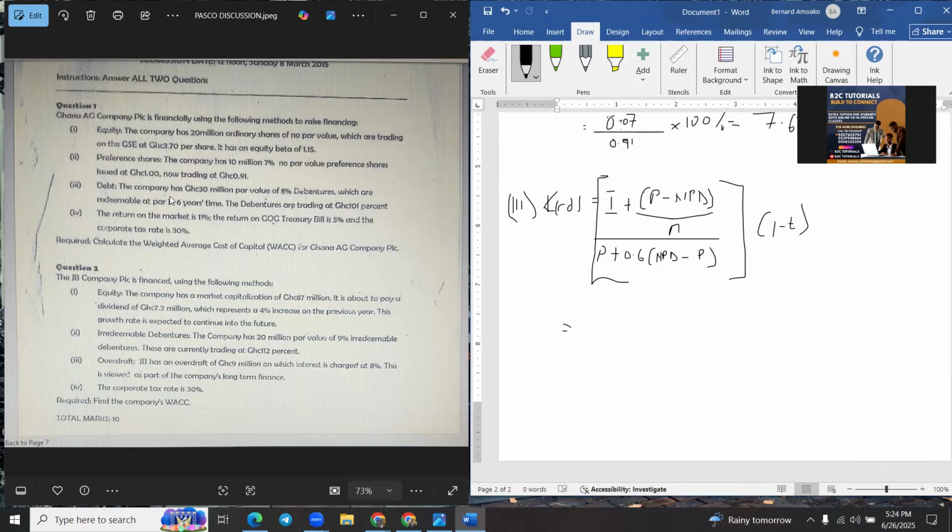So look at it. It says the company has 30 million par value of 8%. To know the interest to pay, it is 8% of the amount you took for the loan. So you took 30 million par value of loan. What is 8% of 30 million you are supposed to pay?